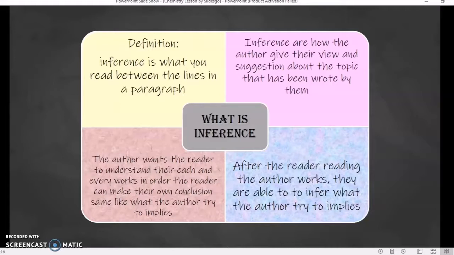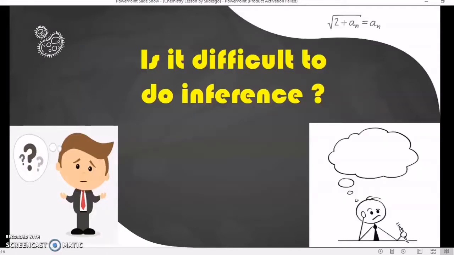After the reader reads the author's work, they are able to infer what the author tried to imply. The author wants the reader to understand each and every word so that the reader can make their own conclusions, just like what the author tried to imply. What we can see in this slide is that after reading all the paragraphs and all the topics in them, we are able to make conclusions and know the points that the author tried to imply to the reader.